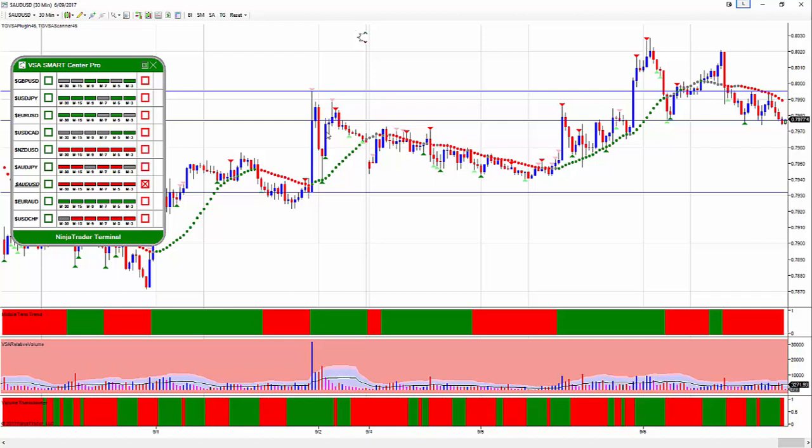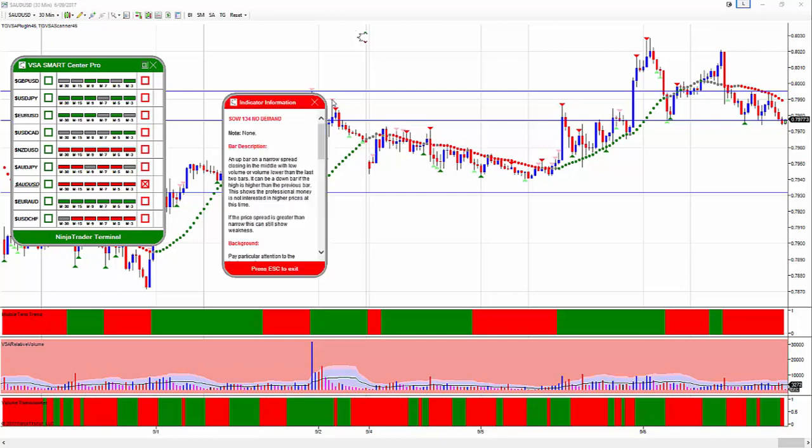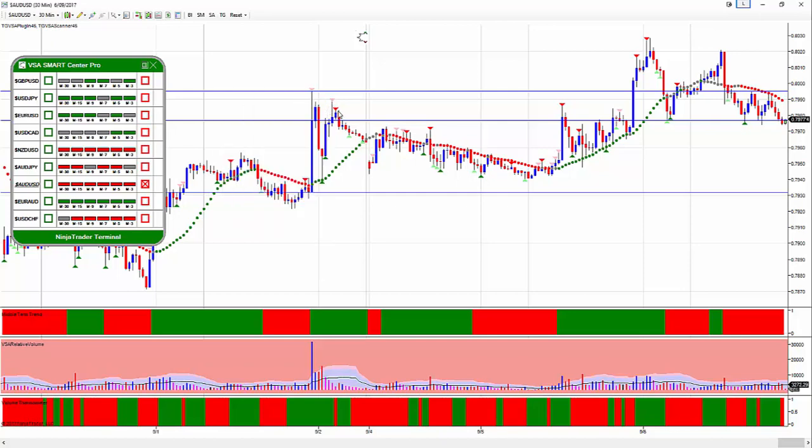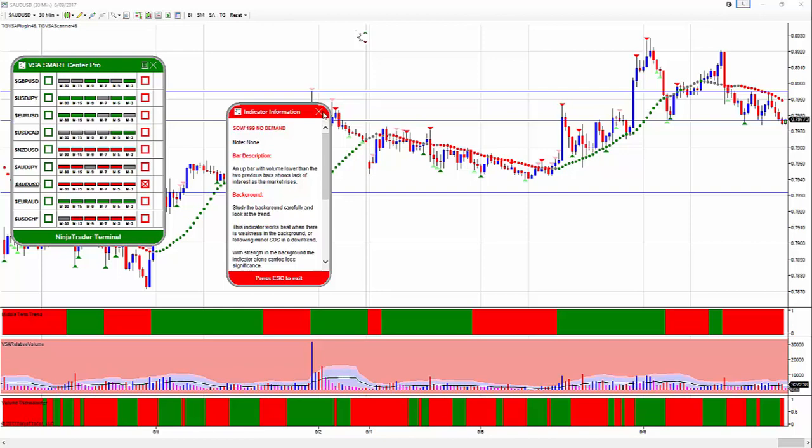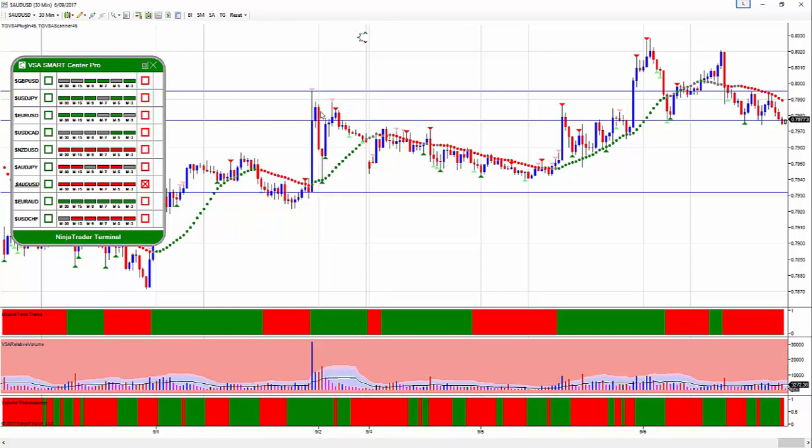Price pushed up. We got a sign of weakness, no demand. That was followed by another no demand, sign of weakness, and we can see price came down. It's still contained within this range here of this ultra high volume bar.